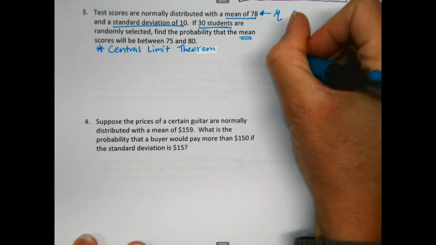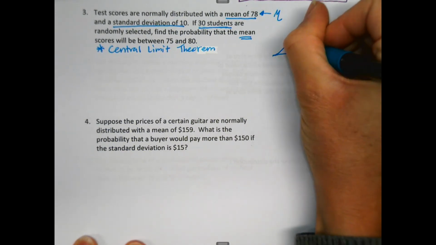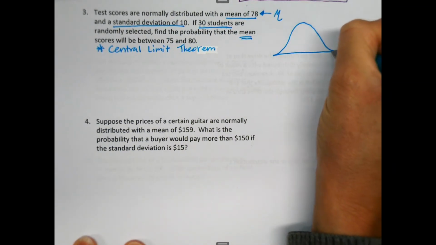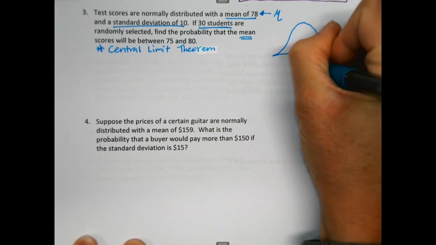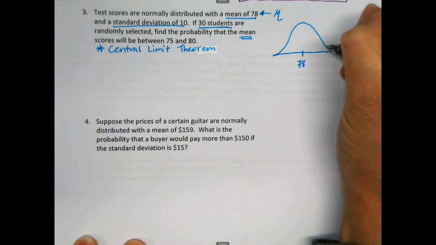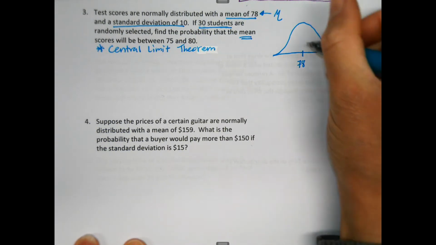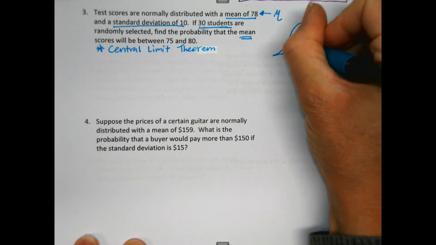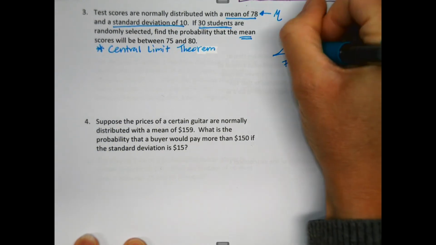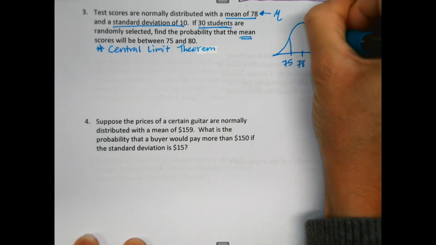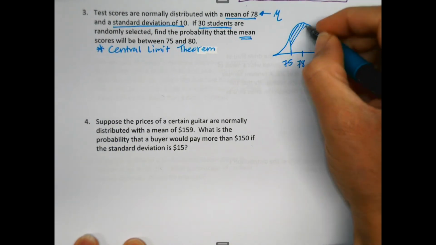Let's draw a picture. So we draw our picture here, and in the middle, we're going to put our mean of 78, and we want to find the probability that their scores are between 75 and 80. So we're trying to find the area in between.